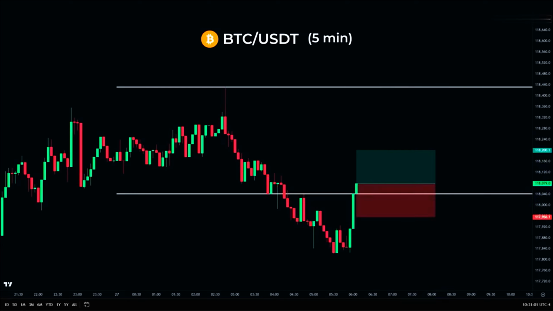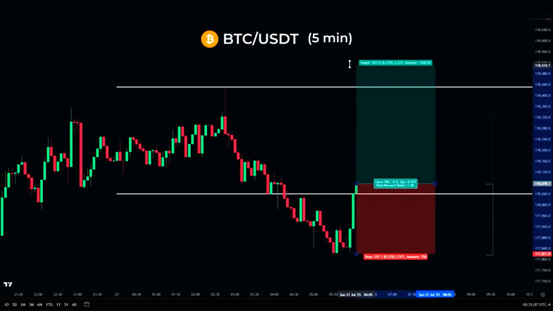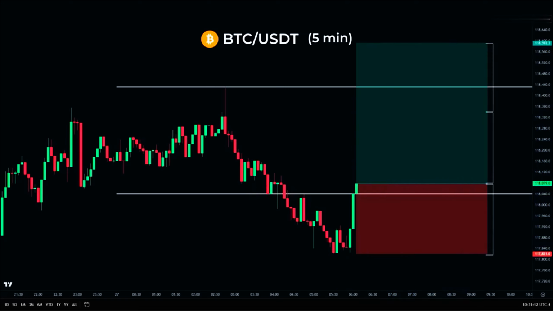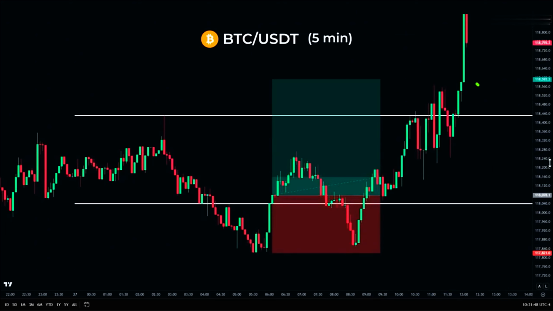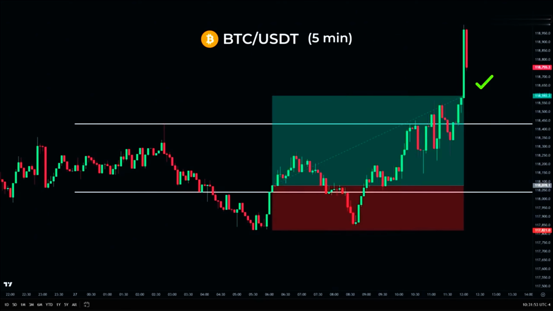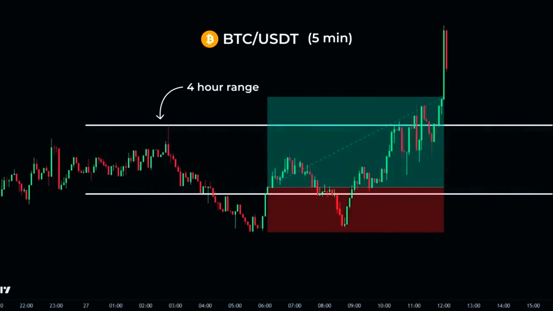For the stop loss, we place it at the exact low of the breakout move, and for the take profit, we set it at 2 times the size of our stop loss. As you can see here, price moves up and hits the take profit target. Now keep in mind, as long as we're still within the same trading day as the 4-hour range we marked, we can still take more trades if another valid setup shows up.